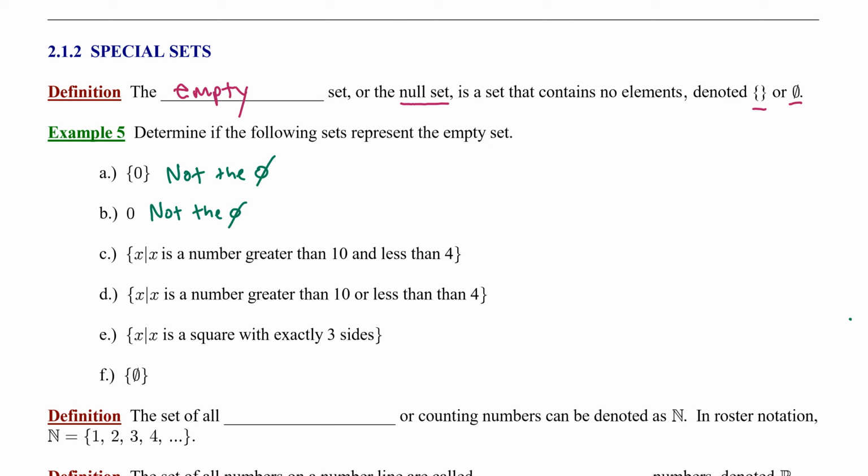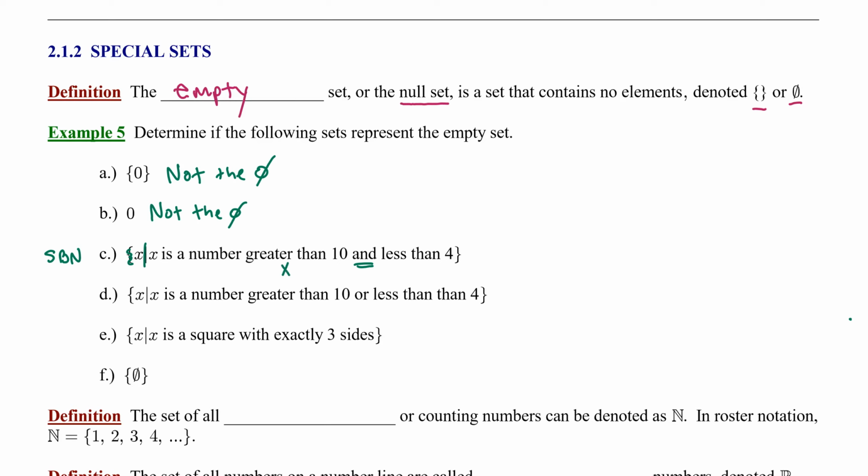Let's look at example C. Now remember, in the previous lecture video, we looked at two types of notation. We looked at roster notation and set builder notation. Notice example C is written in set builder notation. We read it, the set of all x such that x is a number greater than 10 and less than 4. Now, in this chapter and the next, we're going to spend a lot of time learning the difference between and or. Those two words seem to be interchangeable in English, but they're very specific in math. So let's examine how it affects these next two problems.